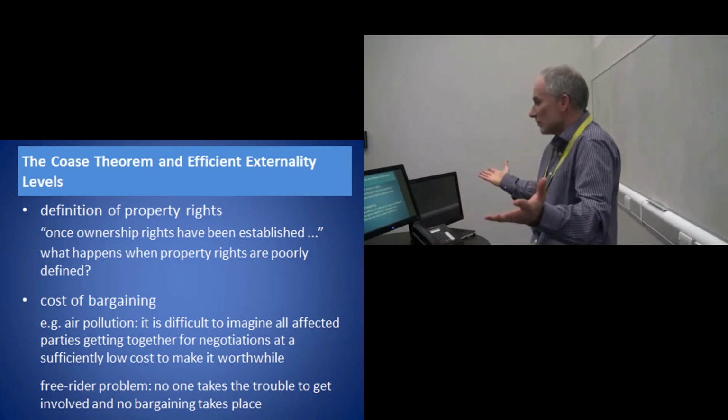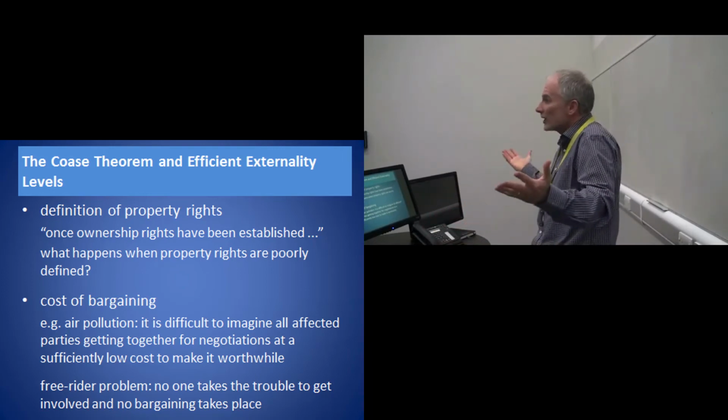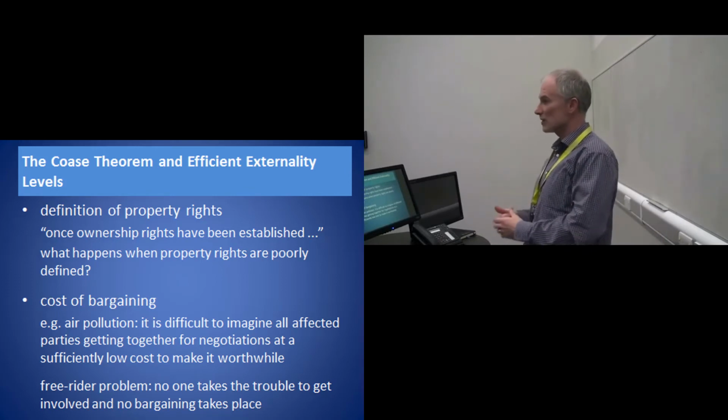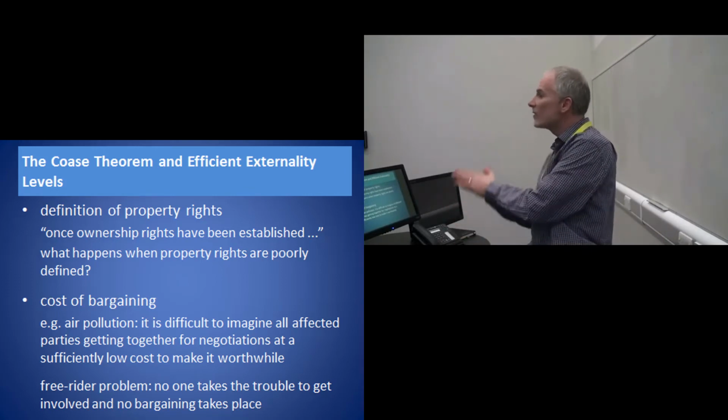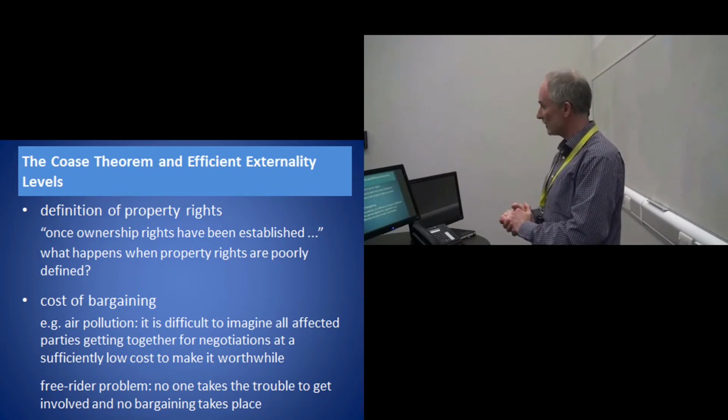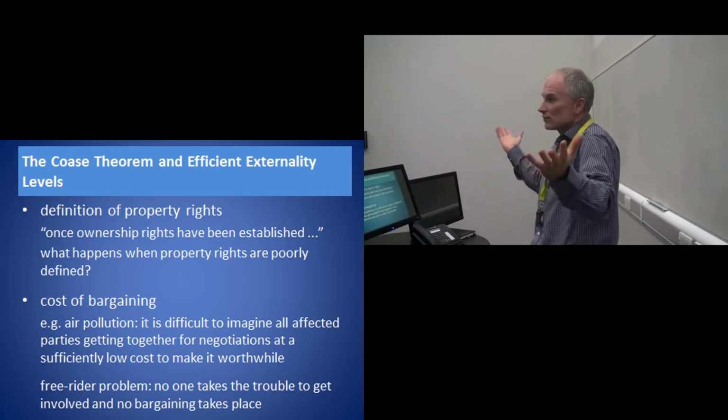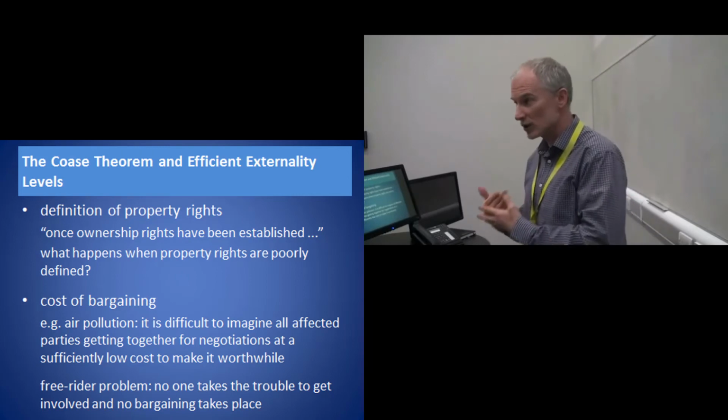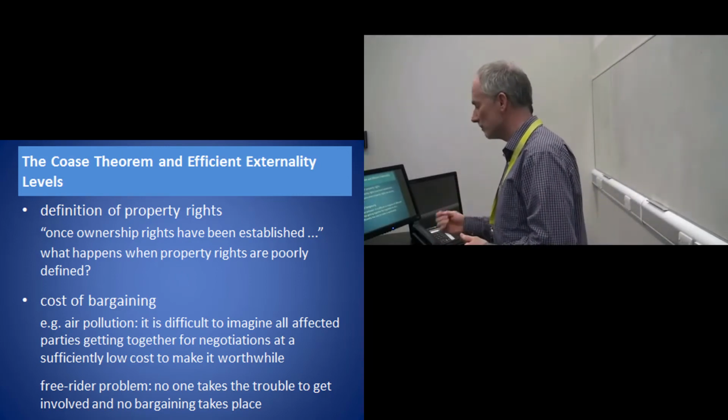And in that sense then, if the costs are too high, bargaining isn't going to take place, because the costs will outweigh any potential benefits. And hence, if that's the case, the Coase theorem doesn't work. We still get an inefficient outcome.